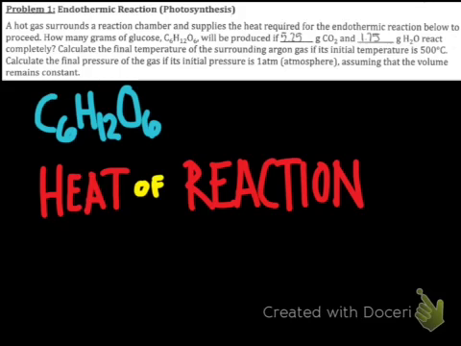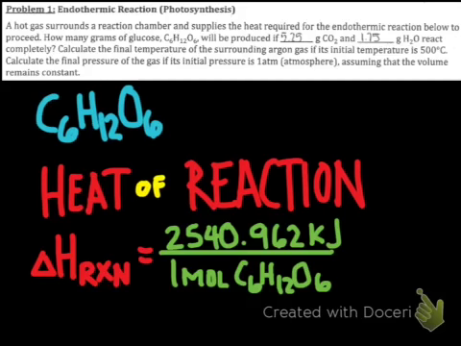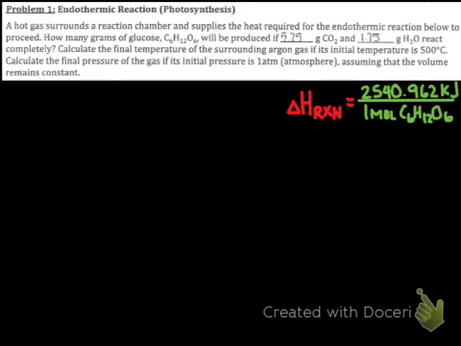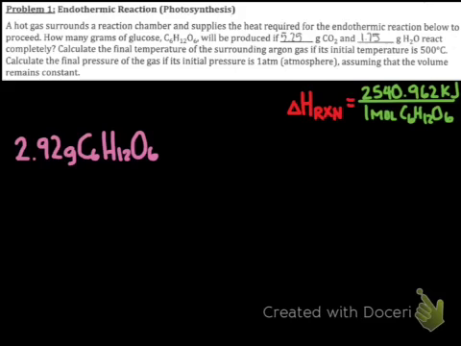So in this problem, we were given that the heat of reaction for glucose was 2,540.962 kilojoules per mole of glucose. So we can leave that there for reference because we'll need that later. So ask yourself this question right now. What do you know about glucose so far from our recent calculations? Well, all we know so far is that we produce 2.92 grams of glucose.